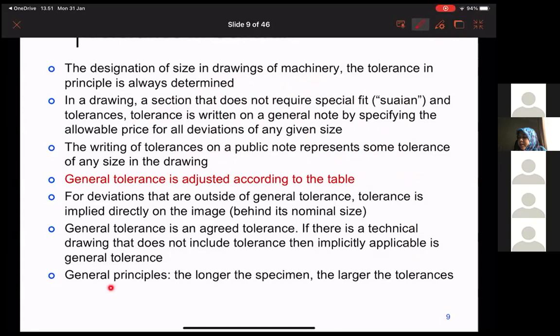And the general principle: the longer the specimen, the larger the tolerance. If you have piping with a large diameter, a tolerance of plus or minus 2 or 3 millimeters is fine. But if you have a very small pipeline with only 5 centimeters in diameter, the tolerance for that one is much lower.